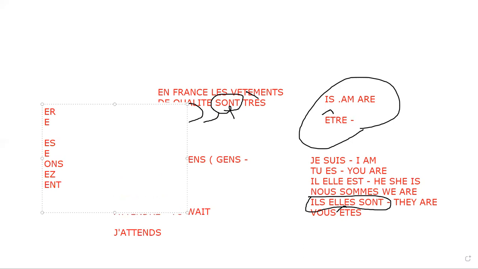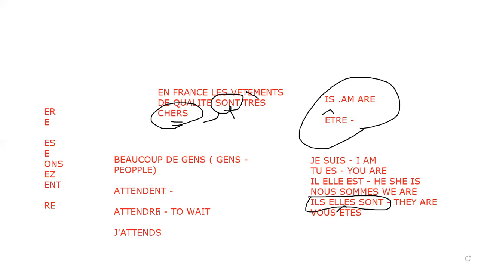But if your verb is ending in RE, it is not ER, it is RE. If your verb is ending in ER, you have a formula, right? If your verb is ending in RE, the formula is S, S, blank, O-N-S, E-Z, E-N-T. Is it clear to you?